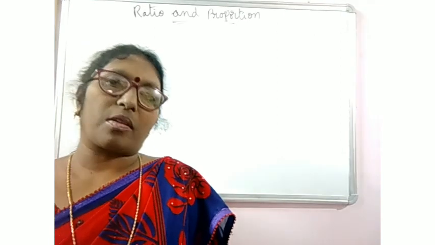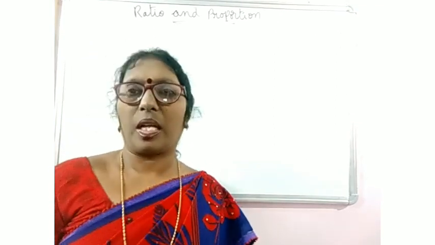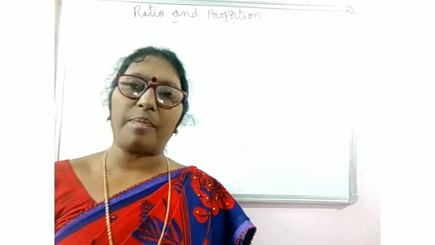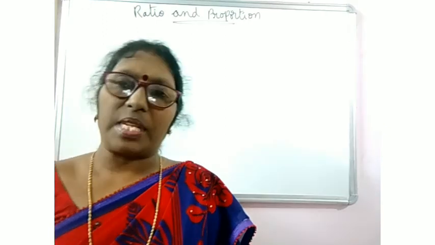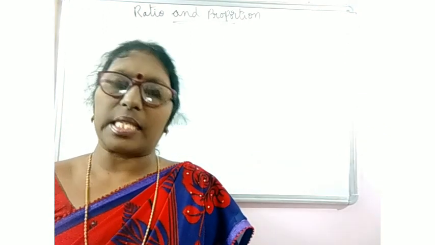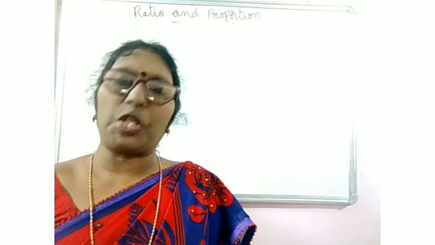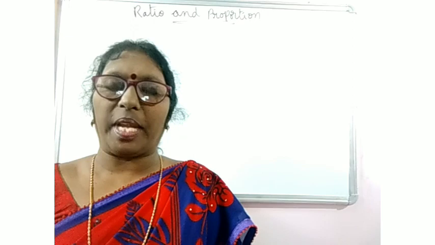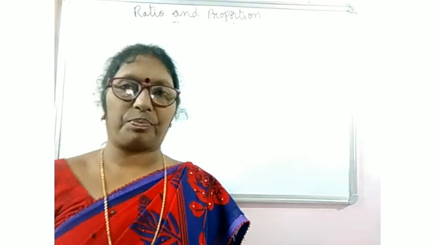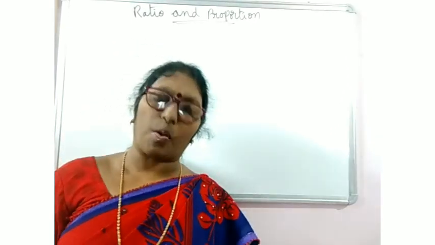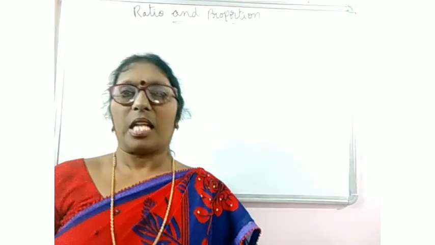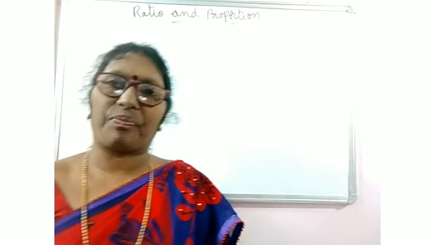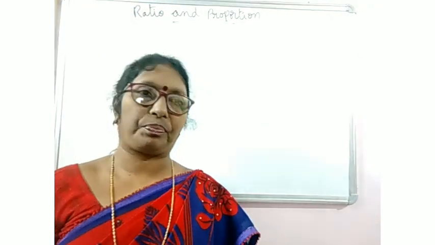Today let us have the class on ratio and proportion. Already you have learned what is ratio. The comparison between two quantities of the same kind is said to be ratio. If A and B are two quantities, A is to B is the ratio of A and B. Not only the comparison of two quantities of the same kind, the comparison between two or more quantities of the same kind is said to be in ratio.